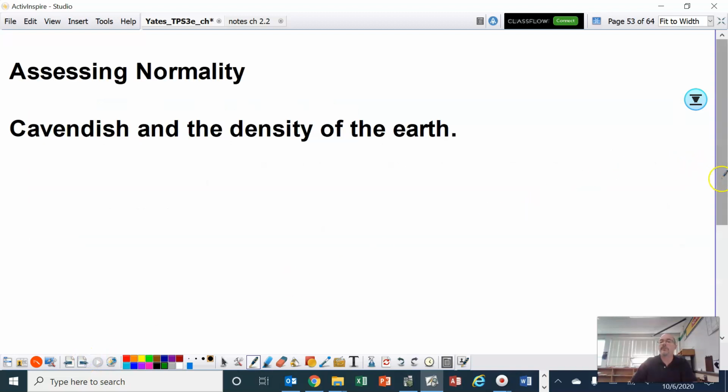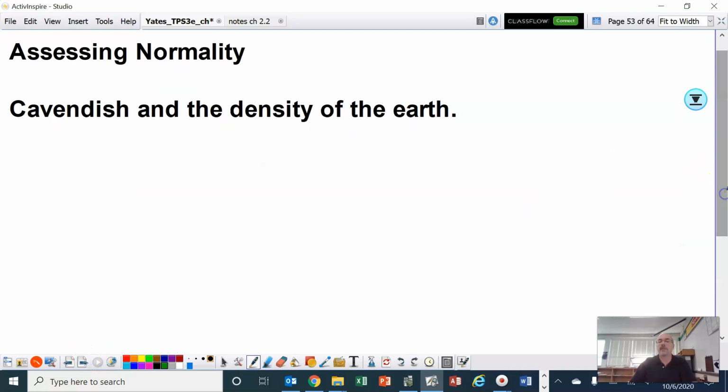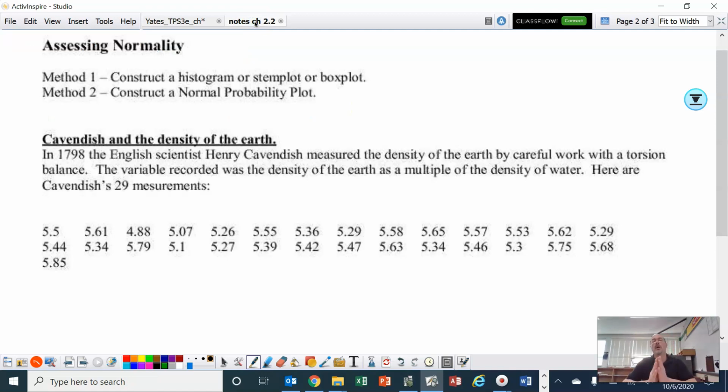All right, here we go, folks. I'm going to give you an example. Remember, you have the power of pause and rewind. So we're going to look at Cavendish and the density of the Earth. All right, here we go. I'm going to do both methods, and I'm not going to write anything on the screen here. I'm just going to go through the calculator stuff, but you put stuff down in your notebook, please.